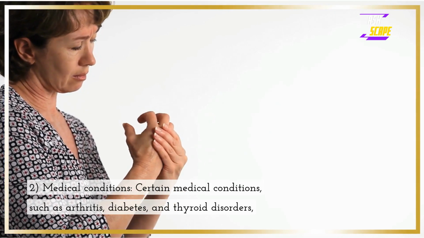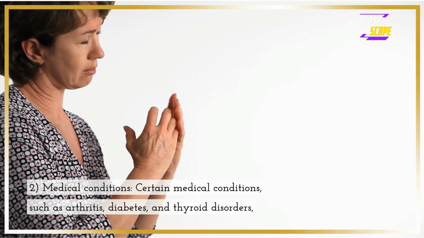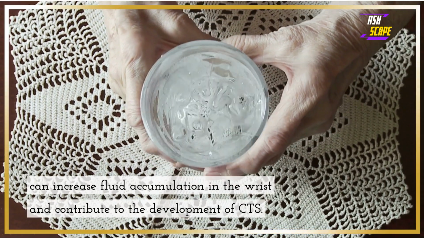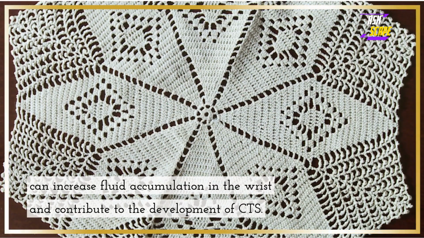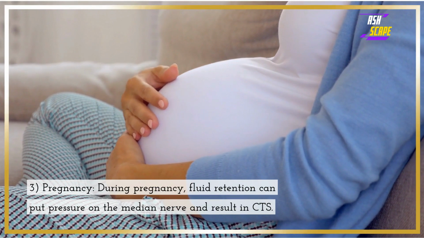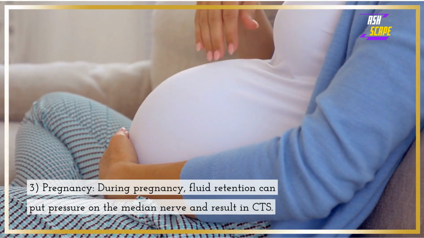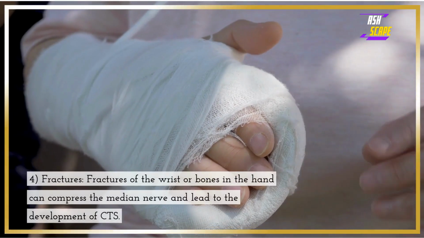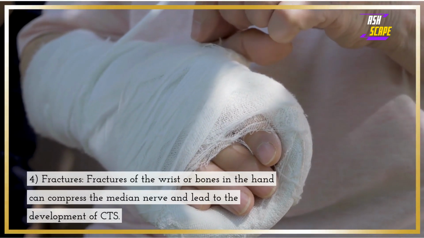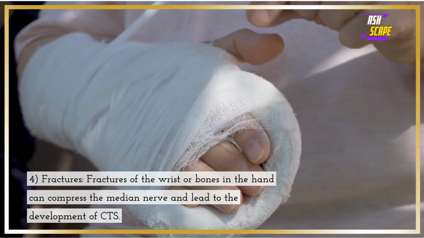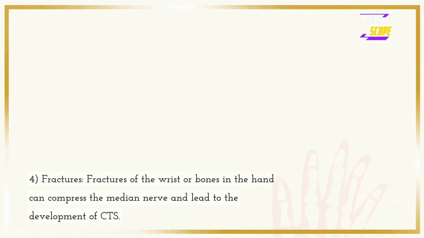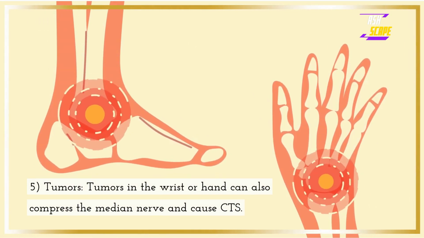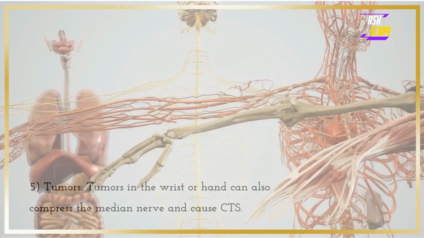Certain medical conditions, such as arthritis, diabetes, and thyroid disorders, can increase fluid accumulation in the wrist and contribute to the development of CTS. 3. Pregnancy. During pregnancy, fluid retention can put pressure on the median nerve and result in CTS. 4. Fractures. Fractures of the wrist or bones in the hand can compress the median nerve and lead to the development of CTS. 5. Tumors. Tumors in the wrist or hand can also compress the median nerve and cause CTS.